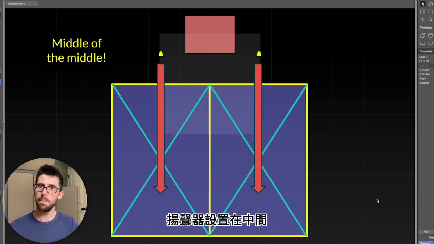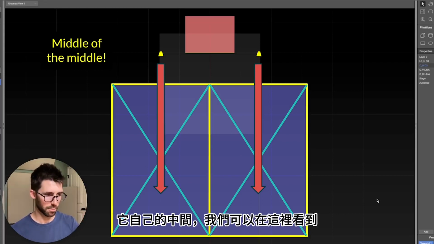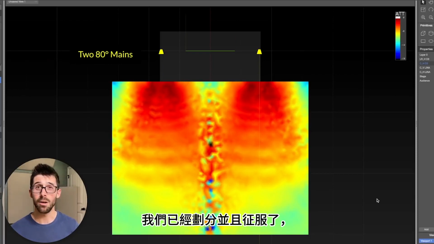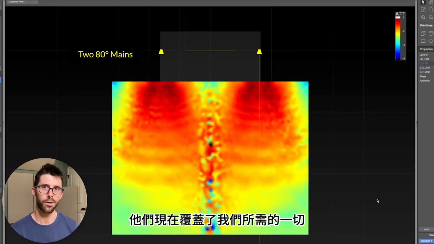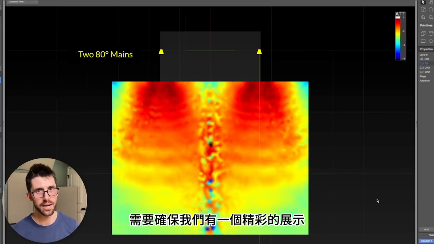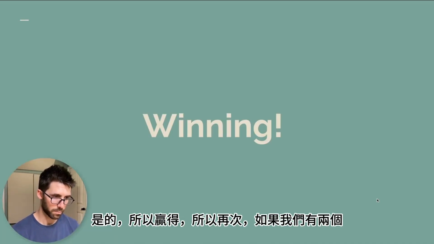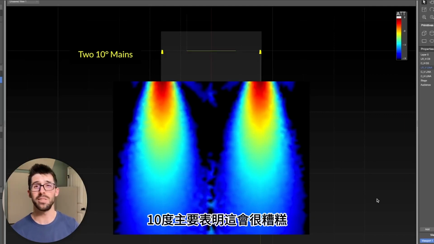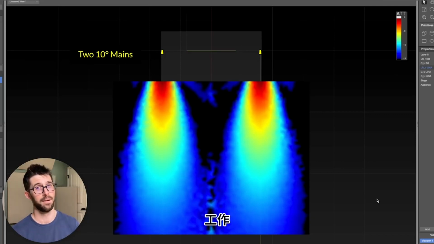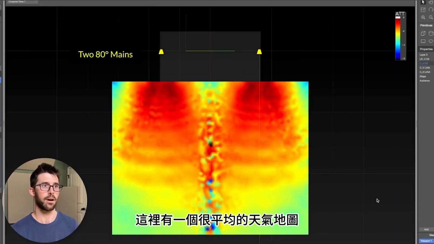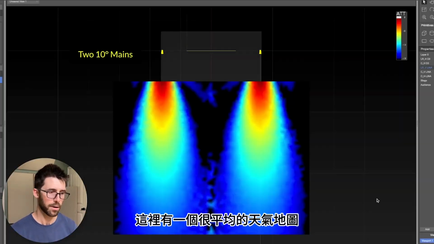So the speaker is set up in the middle of its zone, and it's pointed through the middle of its zone. And we can see here that we have subdivided and conquered, and they're now covering everything we need to make sure we have a great show in this space. So winning. Again, if we had two 10-degree mains, this would do a terrible job of making the show happen versus our nice, even weather map we have here.